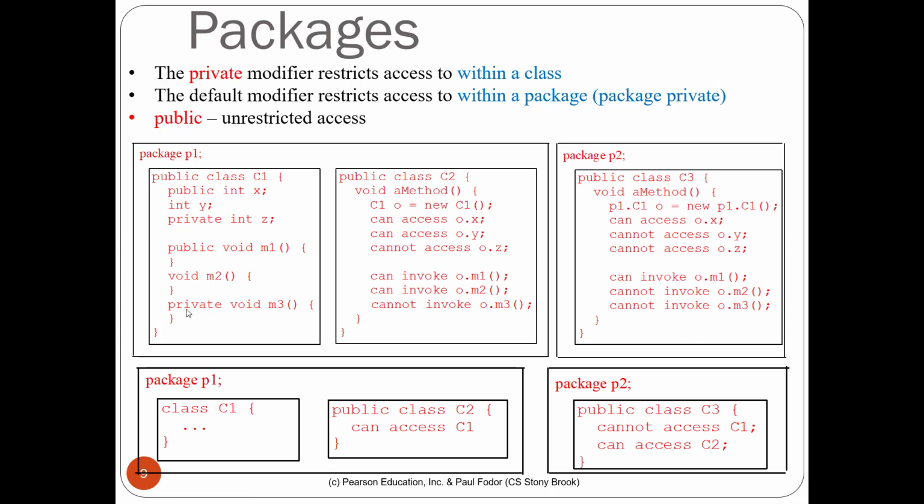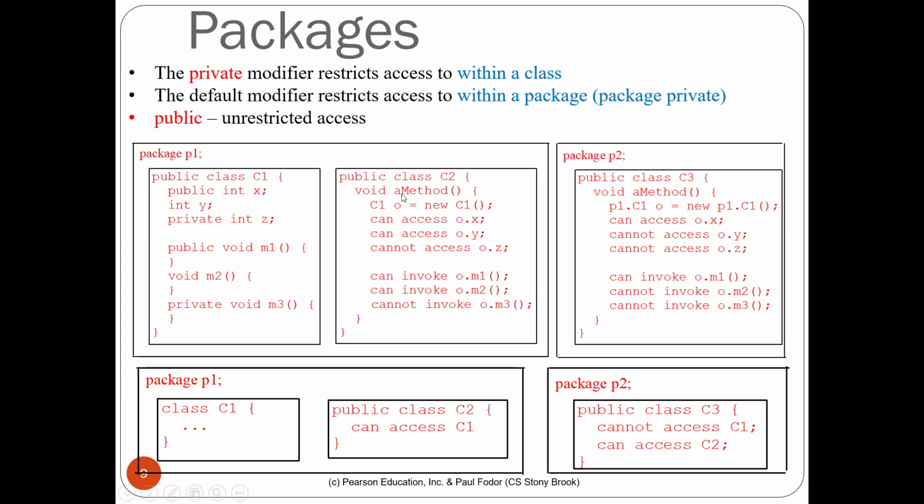Alright, good. We know what public is, we know what private is, but wherever we do not specify anything, the default will kick in. And what's the default? Default is package private. We'll understand what this package private is with the help of this example. So Y is package private, X is public, Z is private. M1 is public, M2 is package private, and M3 is private. Okay, good. So that was about class C1.